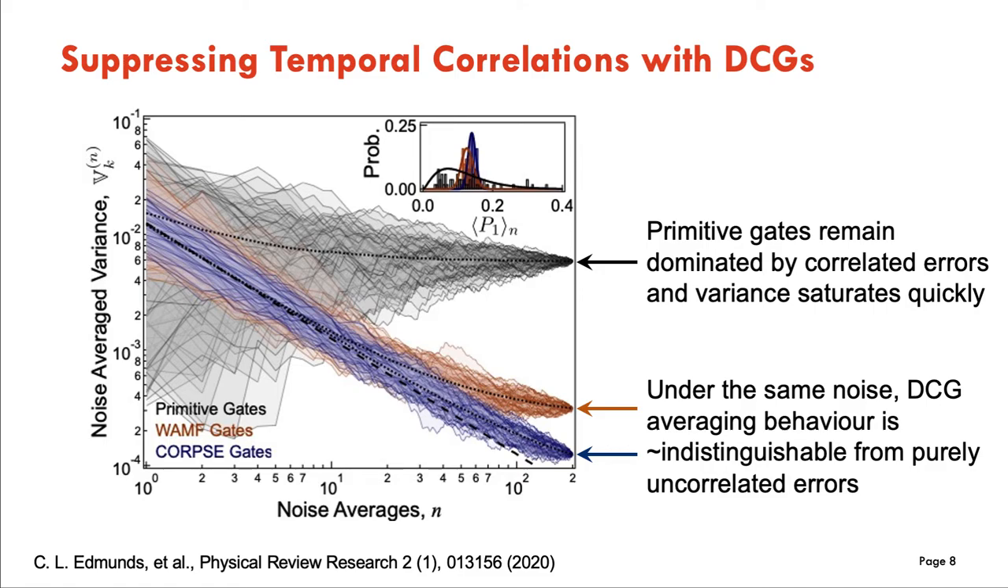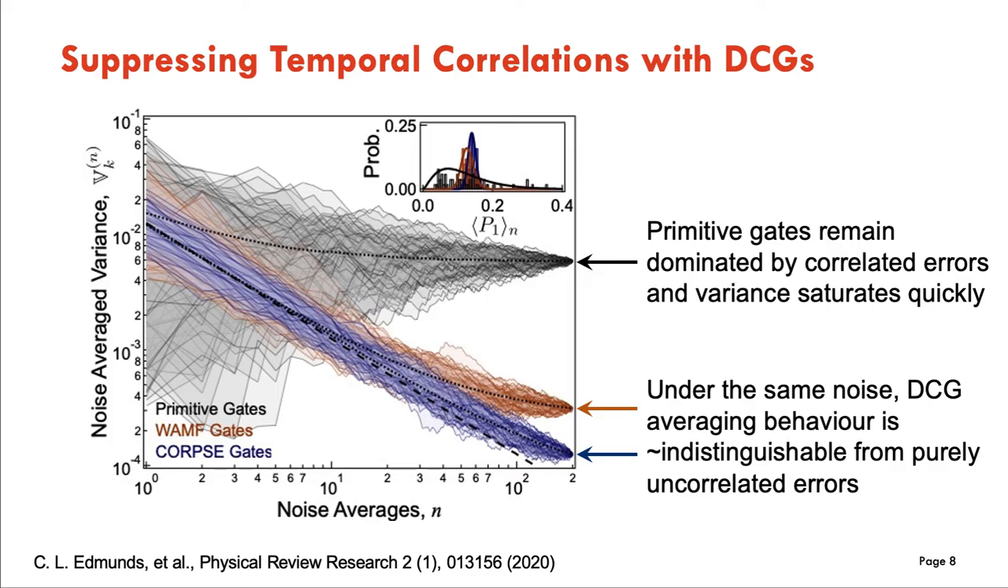If the errors are high frequency, incoherent, or uncorrelated in nature, the distributions continue to narrow with averaging, producing 1 on n-like trends when you plot the variance of the distribution over the number of noise averages.